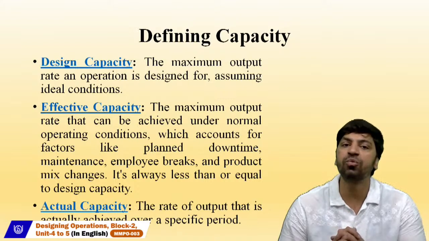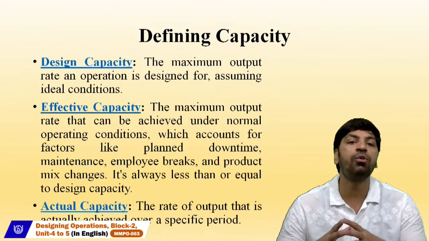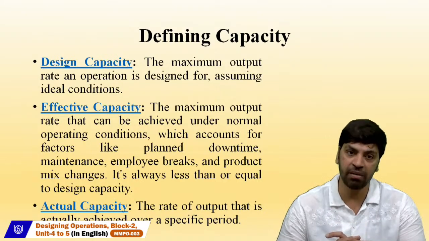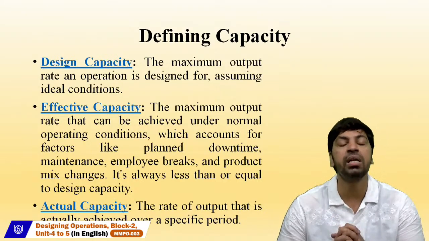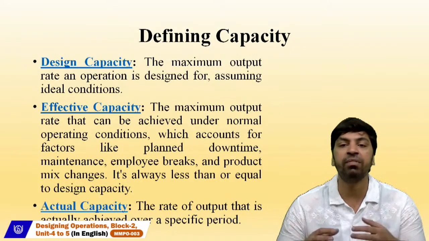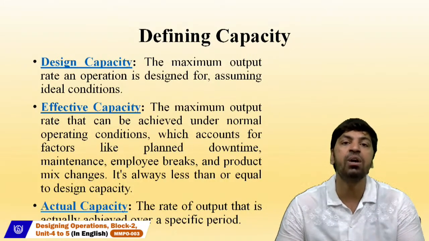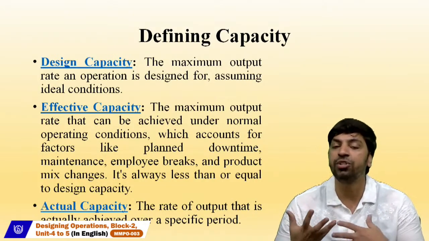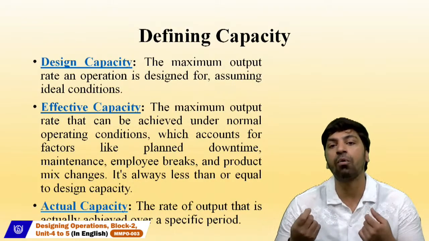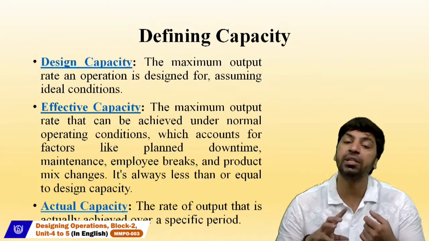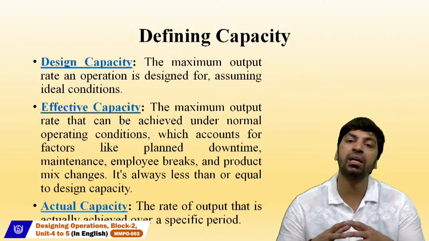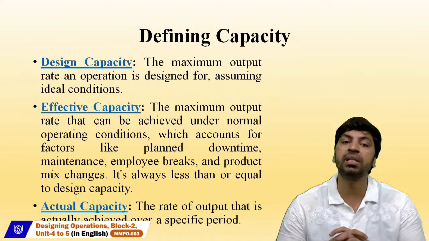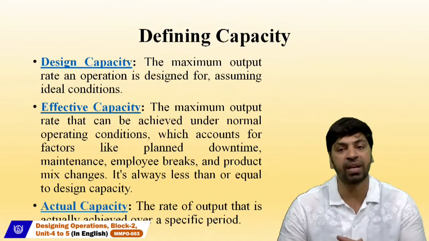Next is actual capacity, the rate of output that is actually achieved over a specified period. Whatever your operation has been designed for, and whatever effective capacity has been achieved, the rate of output actually achieved during a specified period becomes the actual capacity. And actual capacity totally depends on the effective capacity.